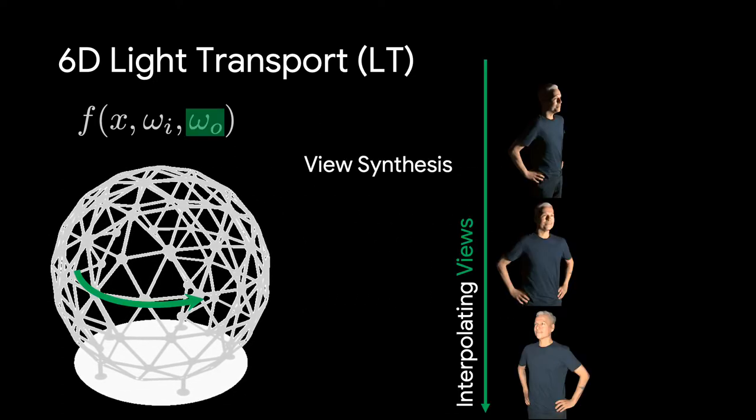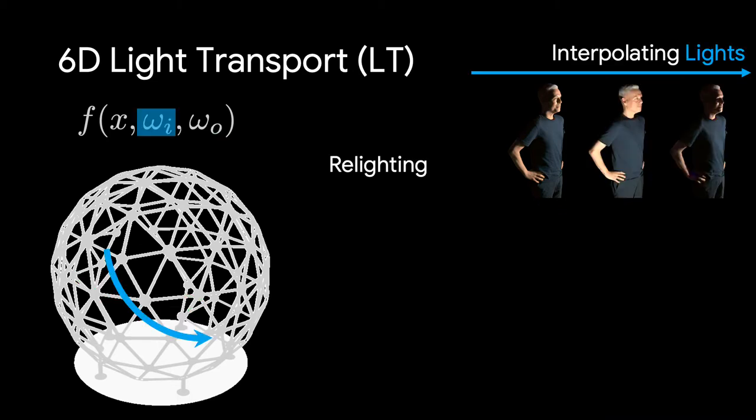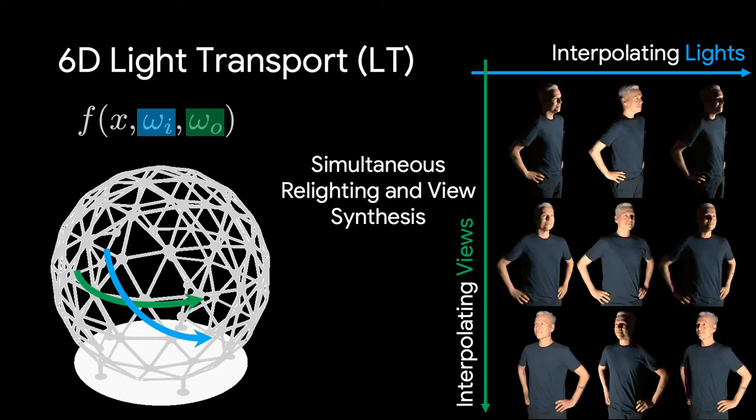If we query the learned function at novel viewing directions, we are synthesizing new views of the scene. If at novel light directions, we are relighting the scene. If both directions, we are performing simultaneous relighting and view synthesis.